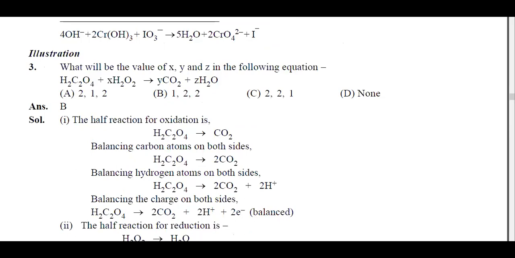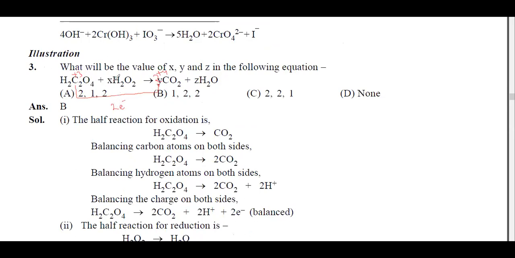See this, this is C2 and so this is 2. So first mention 2, as simple as that. Now the charge here is +3 and the charge here is +4. So one carbon is losing 1 electron, so 2 carbon will lose 2 electrons.